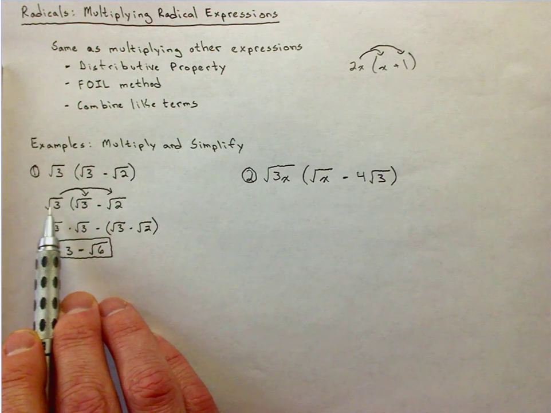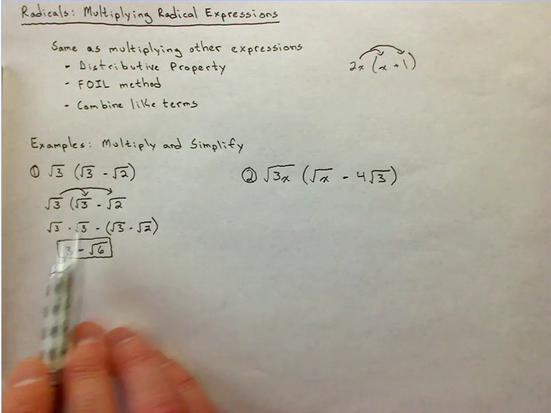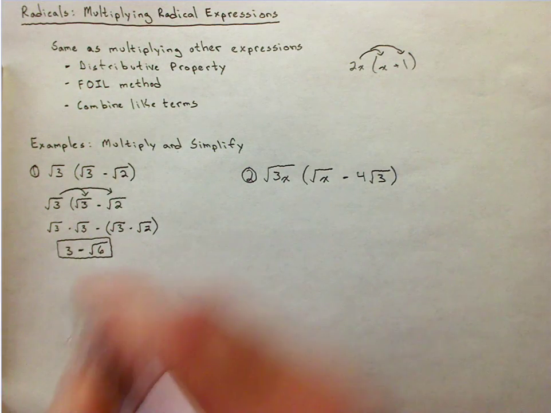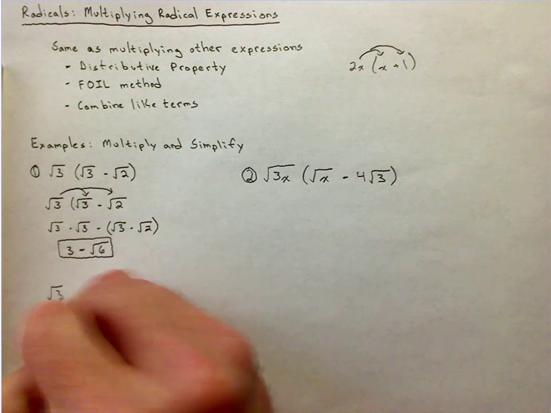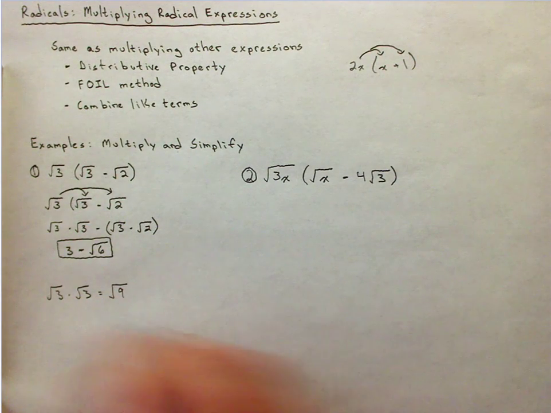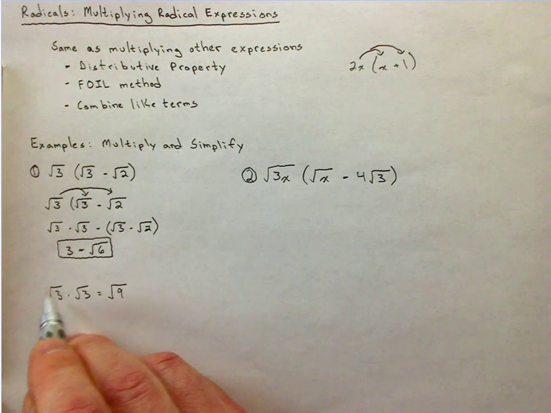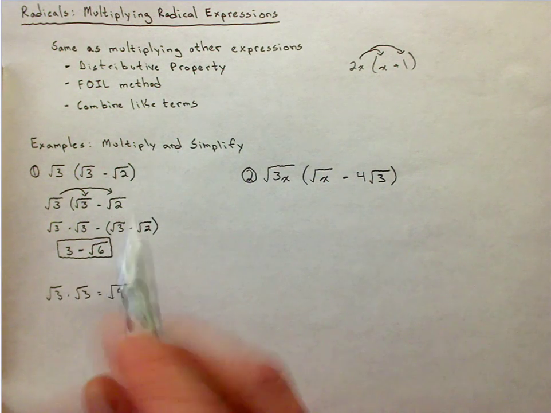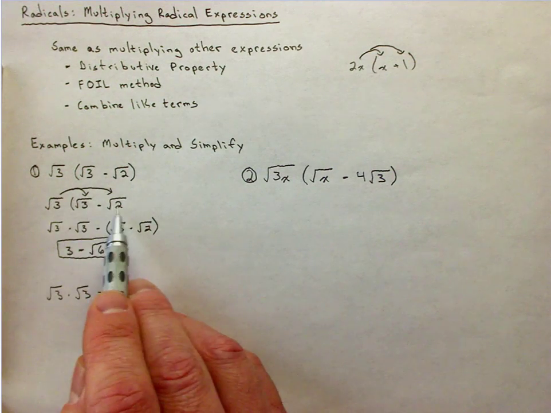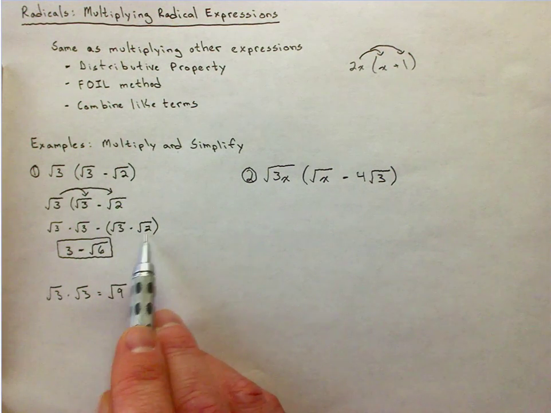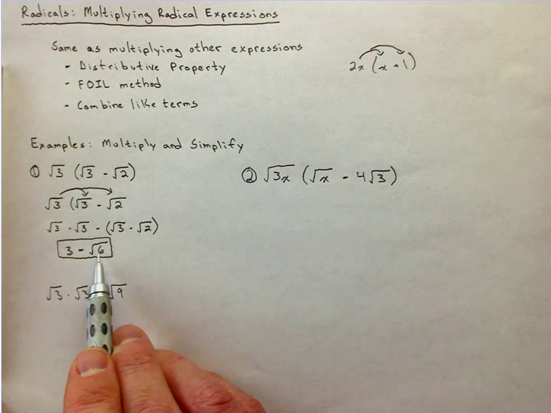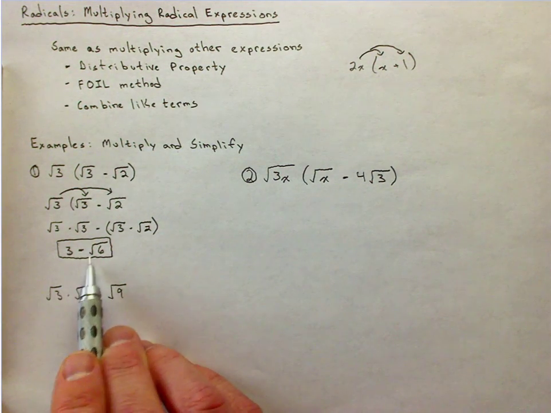Okay, so what this turns into is radical 3 times radical 3 equals radical 9. Square root of 9 is 3. More or less saying radical 3 squared. So that equals 3. Square root of 3 times square root of 2 equals square root of 6. And that's as simplistic as I can make that. 3 minus the square root of 6.